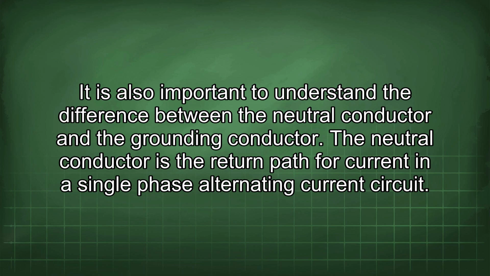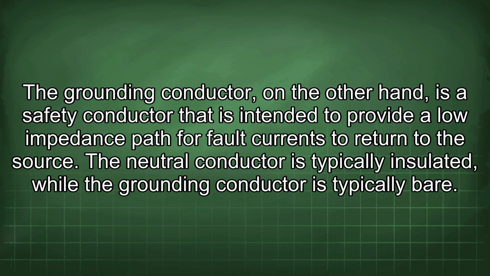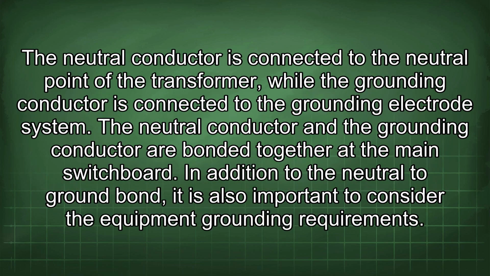The neutral conductor is the return path for current in a single-phase alternating current circuit. The grounding conductor, on the other hand, is a safety conductor that is intended to provide a low impedance path for fault currents to return to the source. The neutral conductor is typically insulated, while the grounding conductor is typically bare. The neutral conductor is connected to the neutral point of the transformer, while the grounding conductor is connected to the grounding electrode system. The neutral conductor and the grounding conductor are bonded together at the main switchboard.